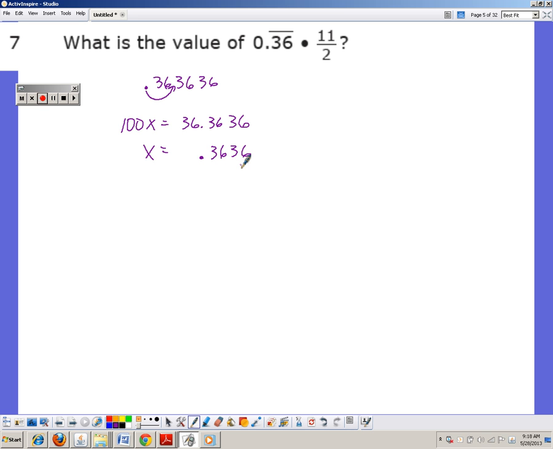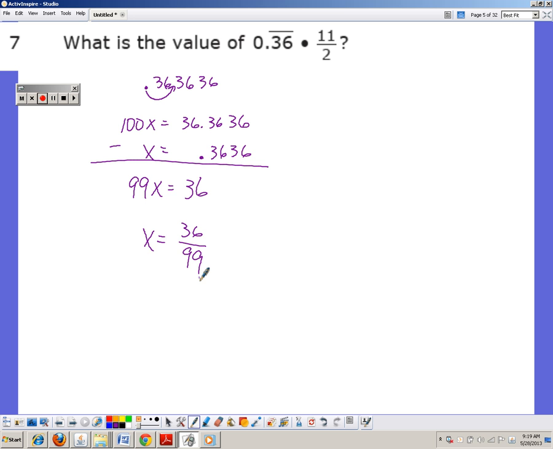Okay? You're going to use x to represent the original repeating decimal. You're going to subtract the 2. By subtracting the 2, you have now gotten rid of the repeating decimal part. So you have 99x equals 36. X equals 36 divided by 99.